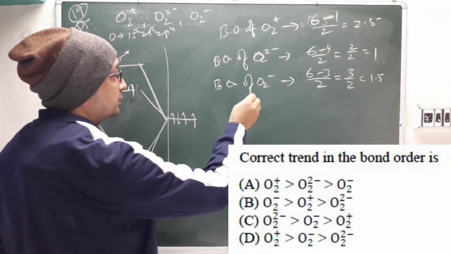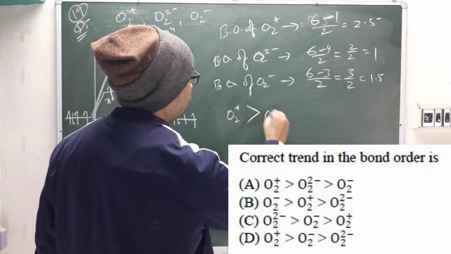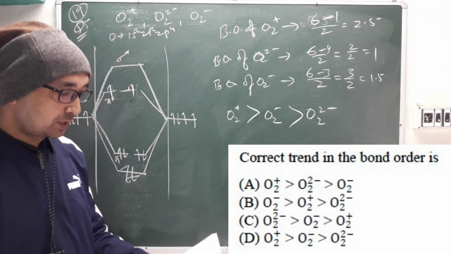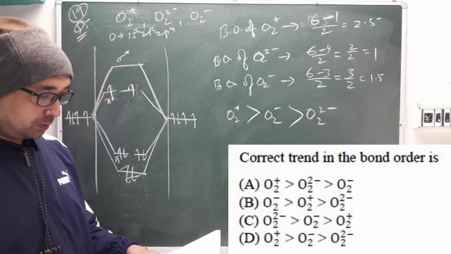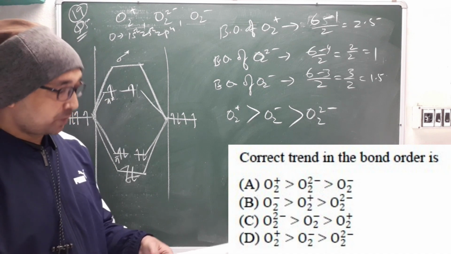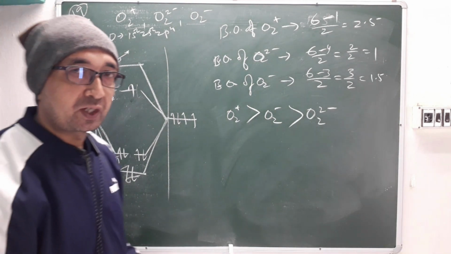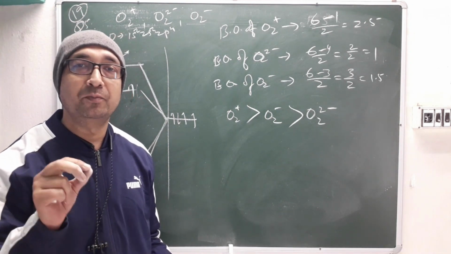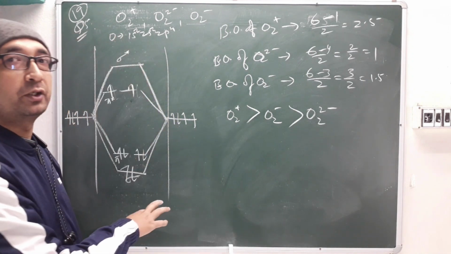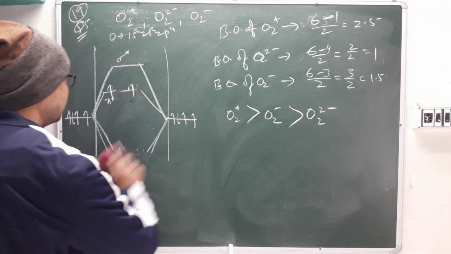So the bond order trend you can write down. First will be O2 plus, then O2 minus, then O2 2 minus, and based on the options you can correct it. O2 plus, then O2 minus, and O2 2 minus. Option D is correct. Likewise you just solve it. Wherever you find questions regarding bond order or molecular orbitals, the first job is to draw this molecular diagram, and then only you solve it. Otherwise you are making it complicated.